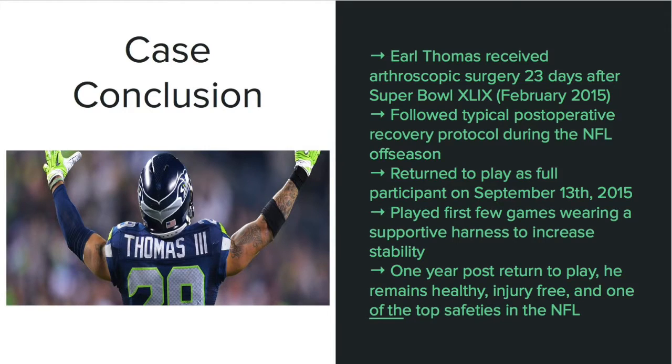Earl Thomas opted to receive arthroscopic surgery on his shoulder 23 days after Super Bowl 49. He followed a typical recovery pattern of shoulder immobilization, followed by rehabilitation through the off-season. Thomas returned to the field as a full participant for the 2015-2016 season opener on September 13th. He played wearing a harness for his first few games back. Presently, over a year after his return to play, he remains injury-free and a key component of Seattle's defense.